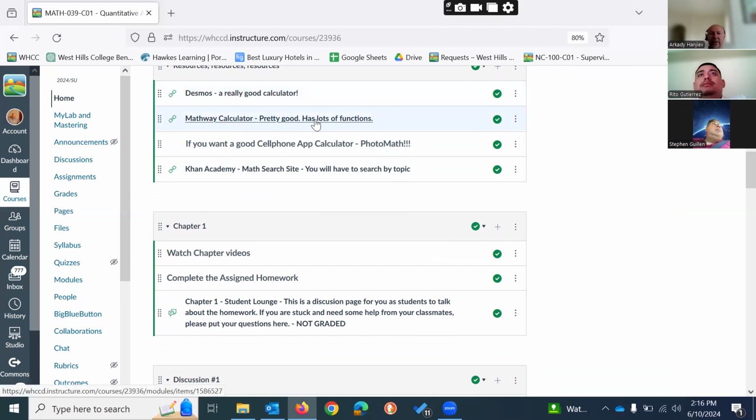Mathway is an online calculator with lots of functionality. Then if you have a cell phone and you want to use something, I put in there Photomath. That's a calculator that you can use on your cell phone. And then Khan Academy. That's probably the biggest educational, sort of tutoring site on the internet here.